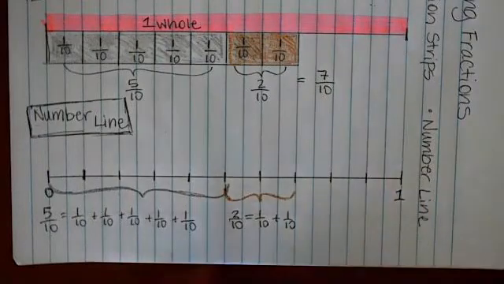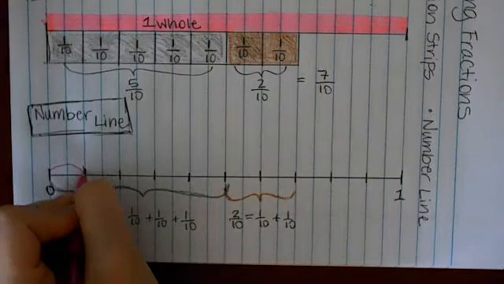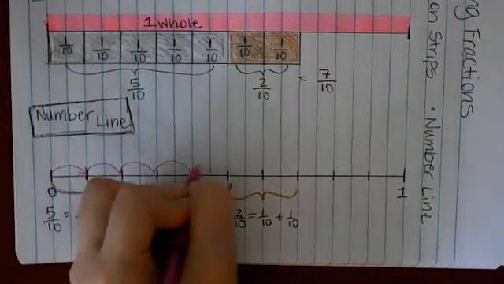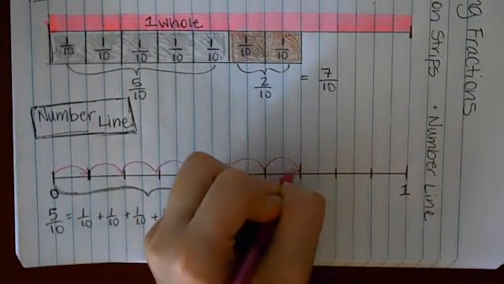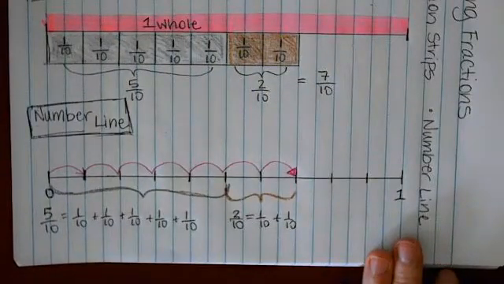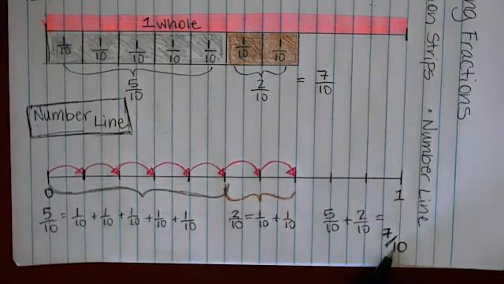So as I am moving through this number line, you will notice I have 1, 2, 3, 4, 5, 6, and I end at 7/10. So 5/10 plus 2/10 is 7/10.